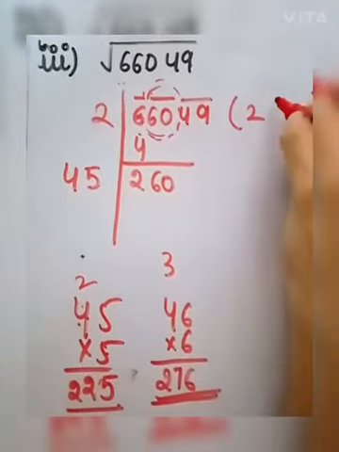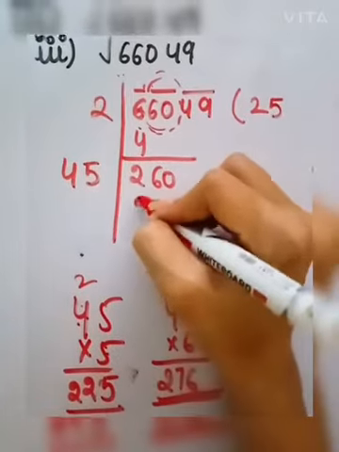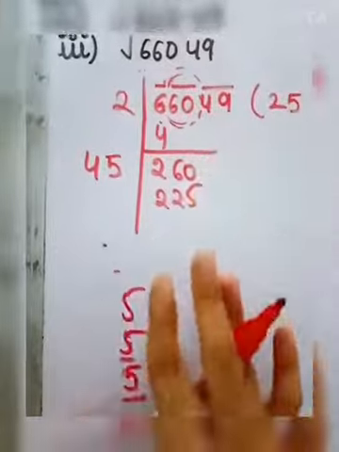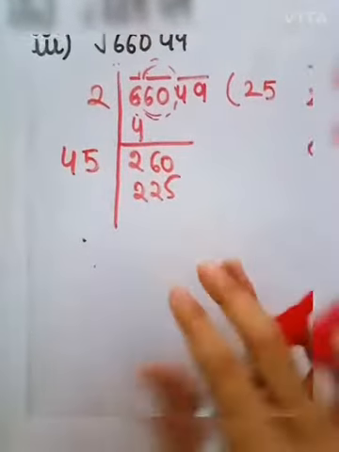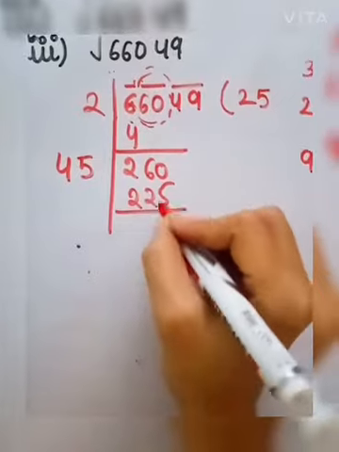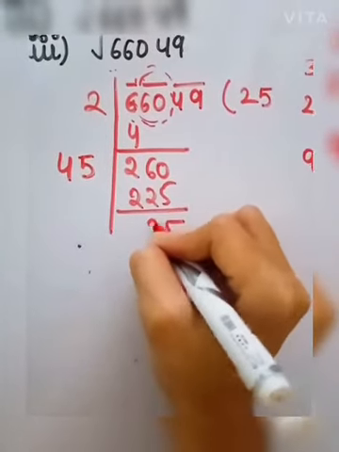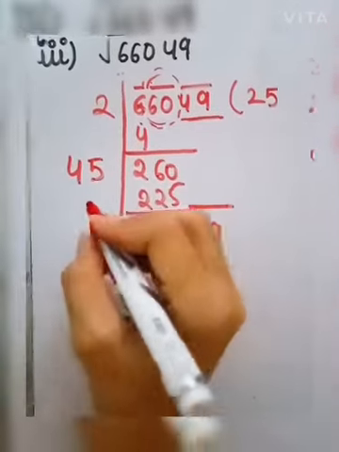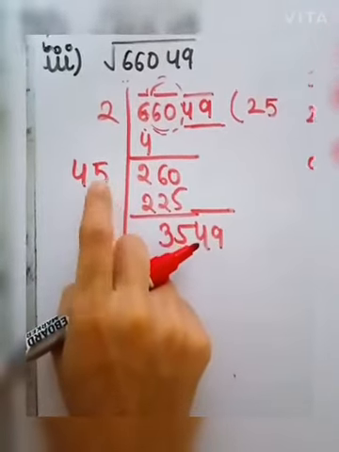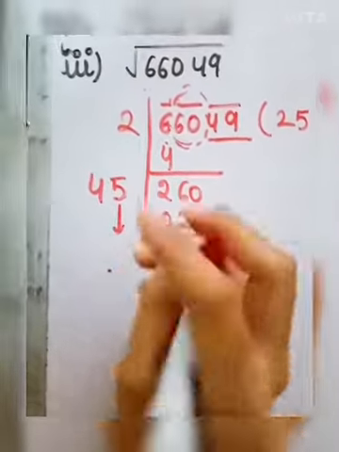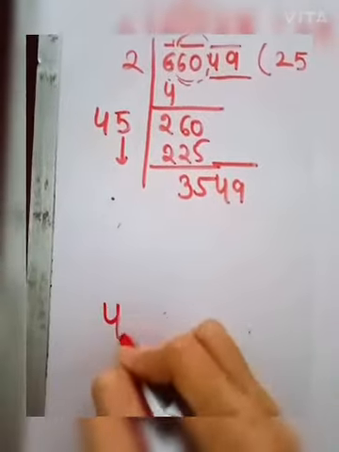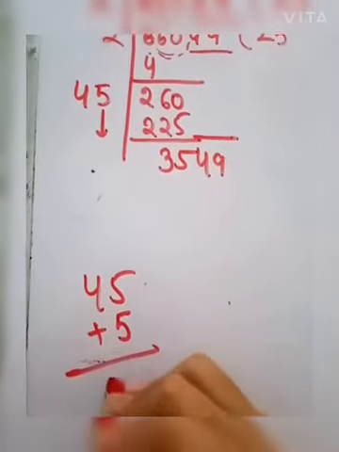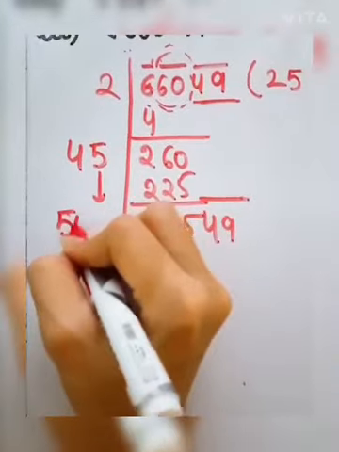45, 5 5s is 225. Do the subtraction. Copy this period, this whole period. Now do the double of the number at unit place. What was at unit place in 45? It was 5, so we will add 5. It will be 50. So now here 50.